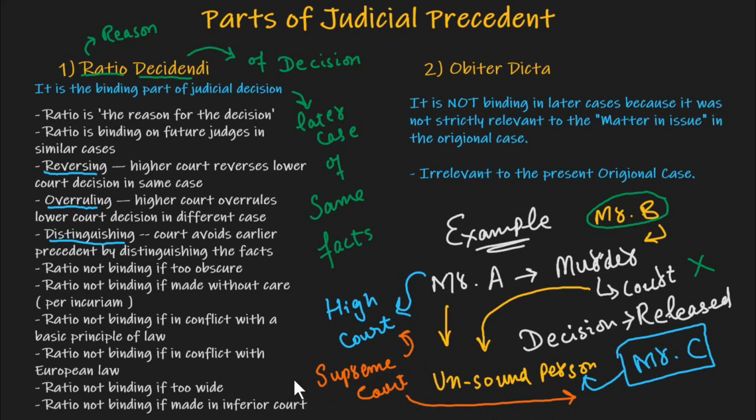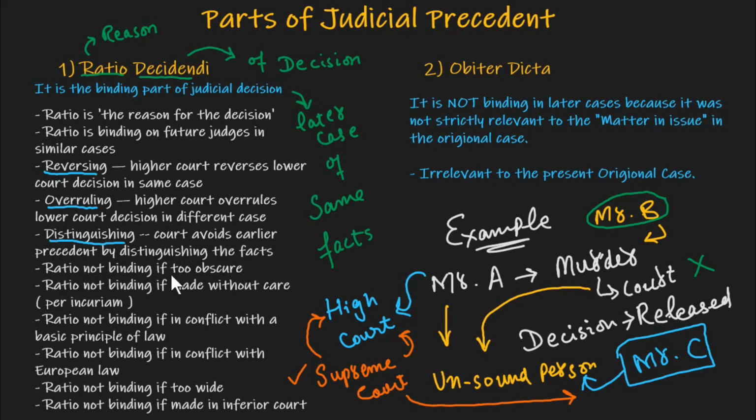The precedent of any higher court is binding on the lower court, but the precedent of a lower court is not binding on the upper court. So a higher court can reverse the precedent of a lower court if necessary. Overruling: a higher court overrules a lower court decision in different cases, as we discussed. Distinguishing: a court avoids an earlier precedent by distinguishing the facts. For example, if the facts are slightly different as compared to the previous case.